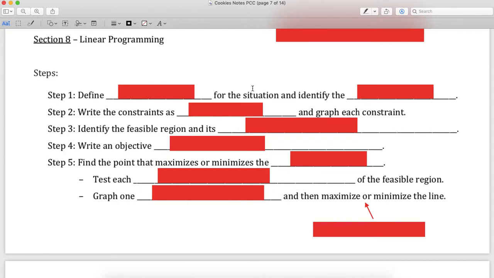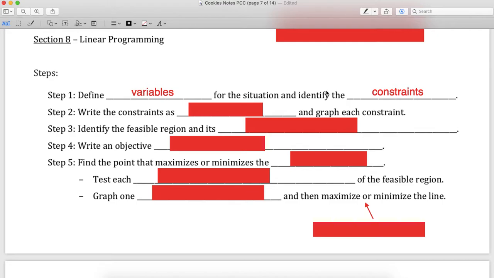All right, in this section of notes, we are going to work through a linear programming problem from start to finish. So before we begin, let's summarize our steps. Step one, once you read through the problem, is to identify the variables for the situation and identify the constraints. And remember, when you define your variables, you basically just say what you're going to have x stand for and what you're going to have y stand for.